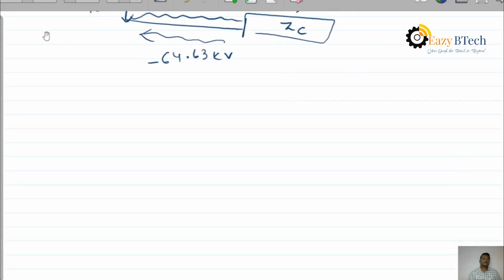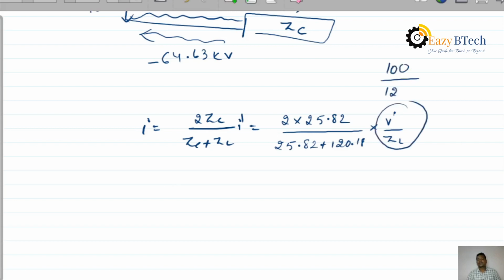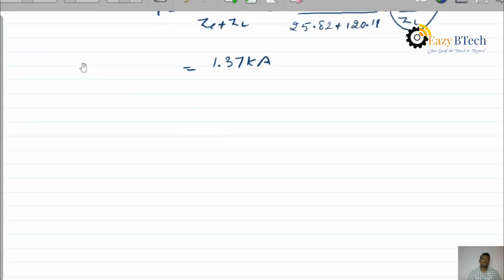Like that, we have to calculate the current waveforms also. Therefore, current I equals 2 ZC divided by (ZC plus ZL) into I dash. 2 into ZC value 25.82 divided by 25.82 plus 120.18 into I dash, you can write it as V dash by Z. It is 100 divided by 120.18. You get the current value as 1.37 kiloamperes.